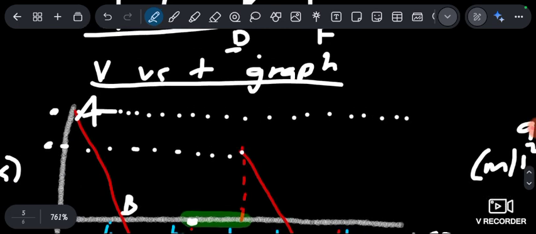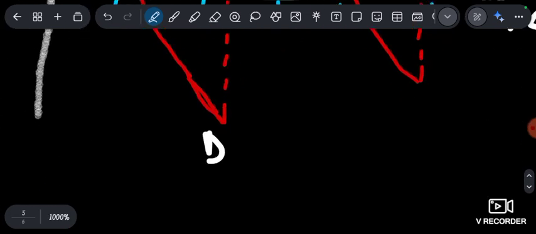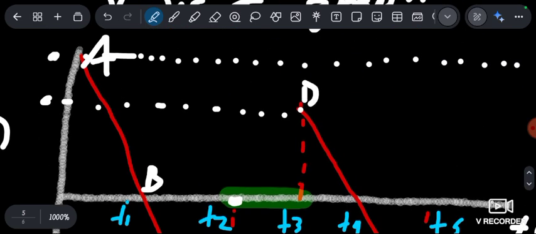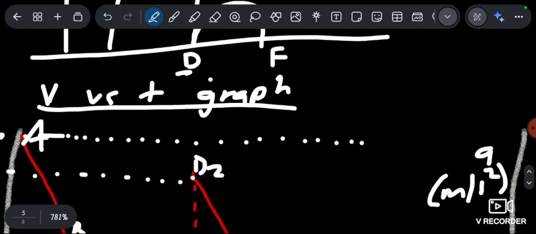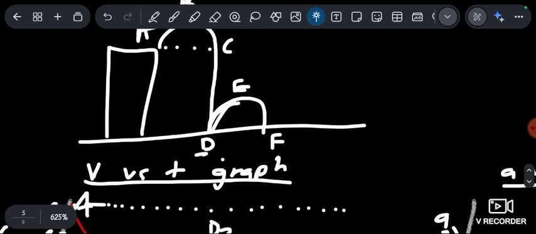This is now D. We should say that this is D1 when it strikes the ground. This is D2 when it leaves the ground. D2 will be upwards. If you get me, it will be going upward towards E. Look at here. It's going upwards towards E.